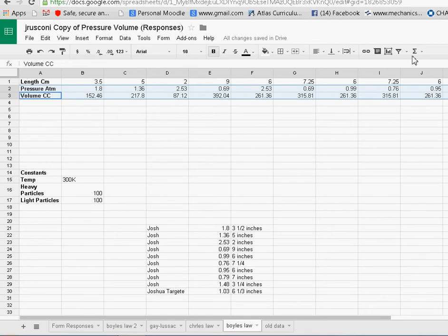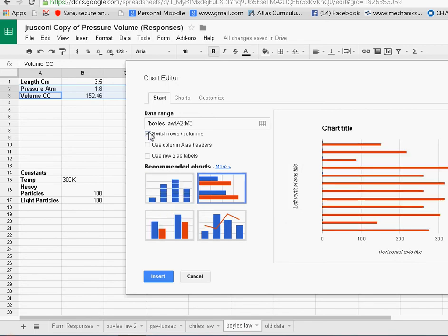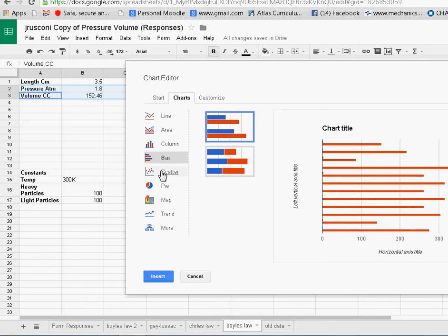And then if you notice this little picture here of a graph, I'm going to click on that insert chart thing. And you notice it's not really doing this the way I want it. The reason is it actually thinks the rows are supposed to be columns and the columns are supposed to be rows. So I'm going to switch the rows and columns. That looks a little bit better, but it's not the right kind of chart for this sort of data. So I'm going to click on charts and go to a scatter chart.